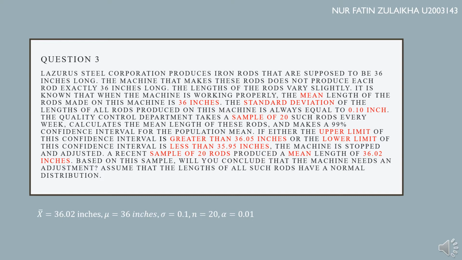the machine needs adjustment. The sample mean of 20 rods is 36.02 inches. So the question is, based on this sample, will you conclude that the machine needs an adjustment? Assume that the lengths of all such rods have a normal distribution.